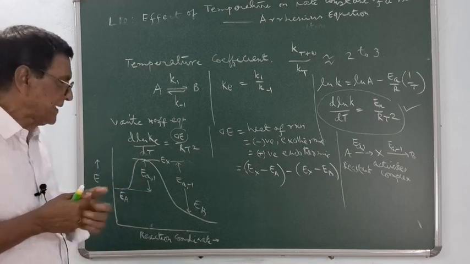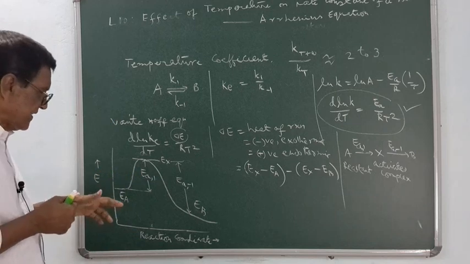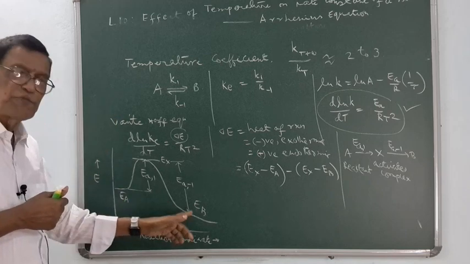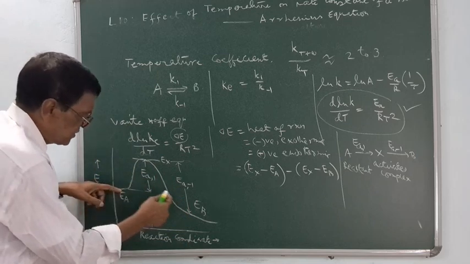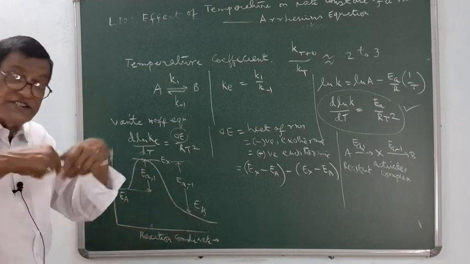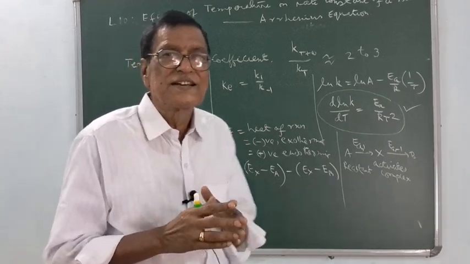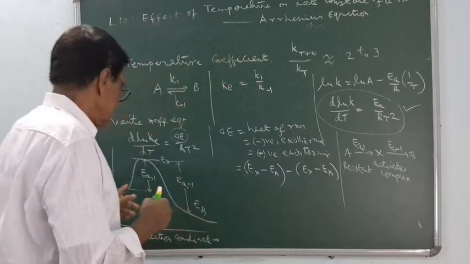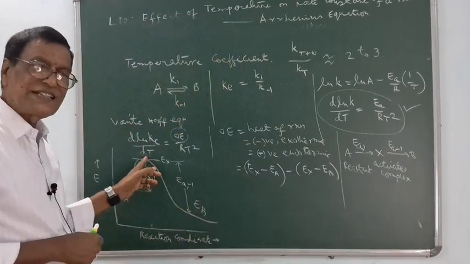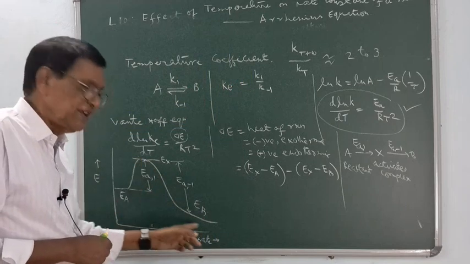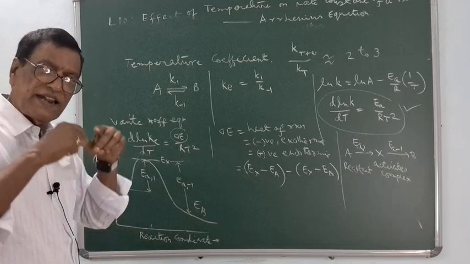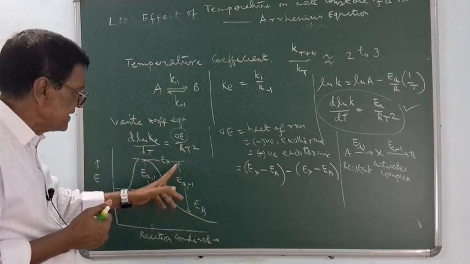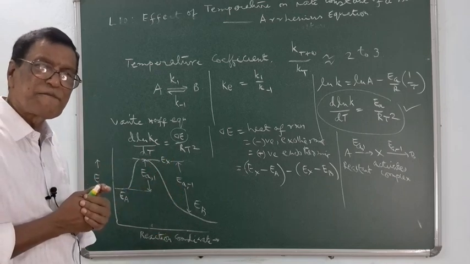So you can see the reactant molecules do not straightway transform into product, not from this to this. They will have to cross this energy barrier, then only can they transform into product. So this is the energy barrier for the forward reaction, and this is the energy barrier for the reverse reaction.